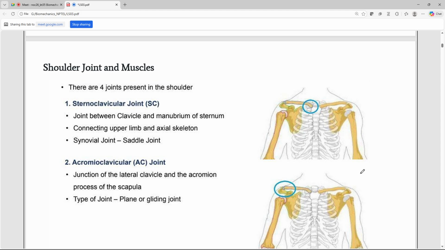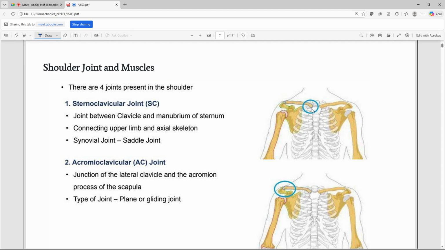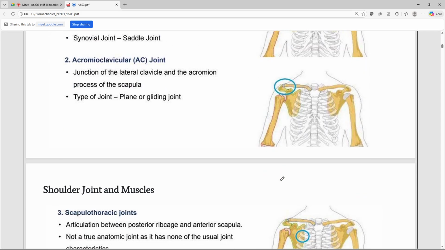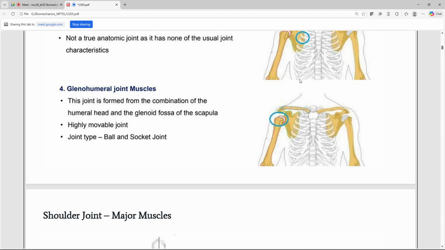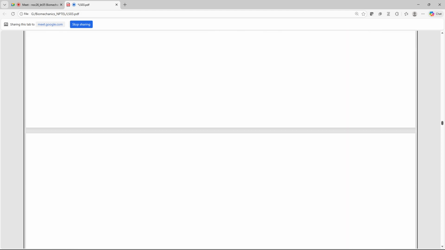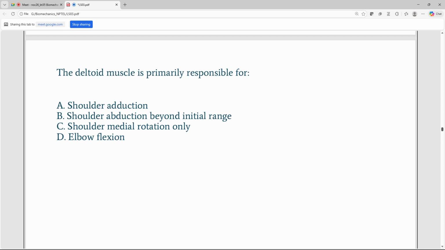So this is the sternoclavicular joint. You can see where it is joining, and this is the glenohumeral joint. Coming back to your question.